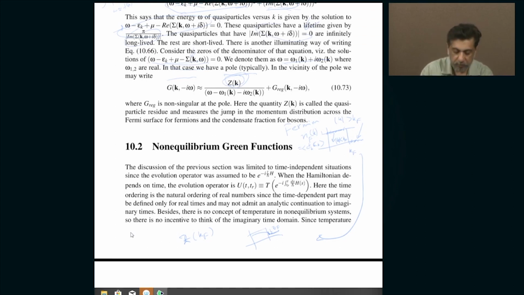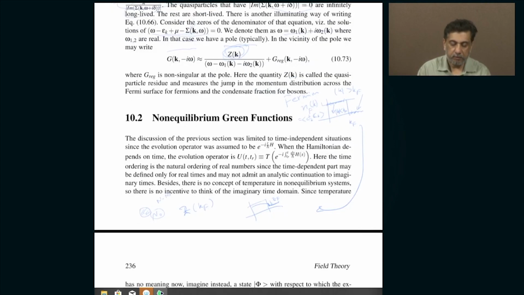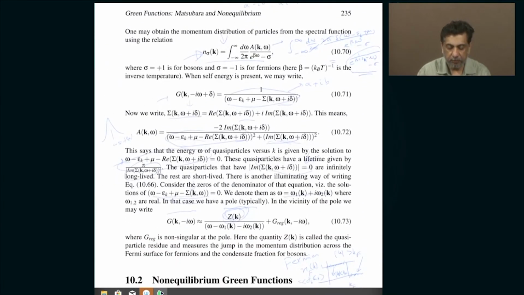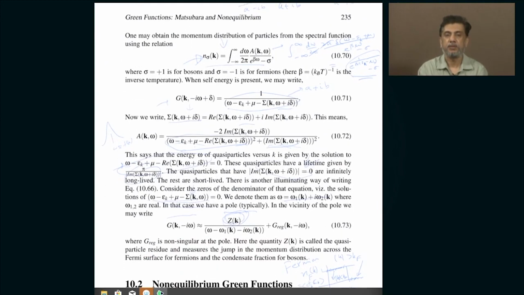Whereas if it is bosons, there are n particles, n0 particles in the condensate and n minus n0 outside. This will tell you the value of n0 if k is 0, because the condensate corresponds to k equals 0 and Z of 0 will correspond to n0. So, that is in some sense like a sudden jump. This is also a sudden jump. That is how you describe Green's functions for interacting fermions and interacting bosons.